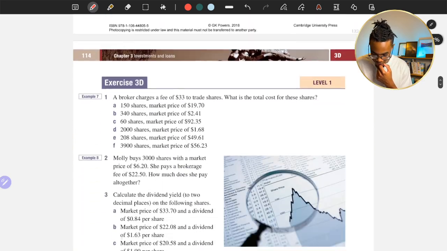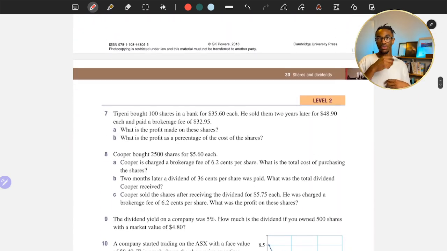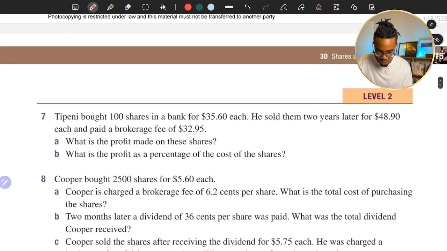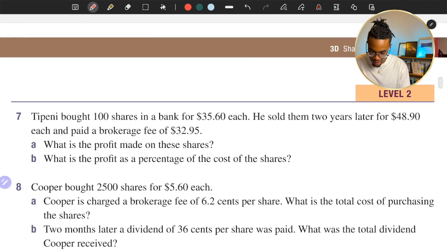So let's go down here to question 7, for example. Tiffany bought 100 shares in a bank for $35.60 each. He sold them 2 years later for $48.90 each and paid a brokerage fee of $32.95. What was the profit made on these shares? And the next one is, what is the profit as a percentage of the cost? So when we're calculating this, find the original.